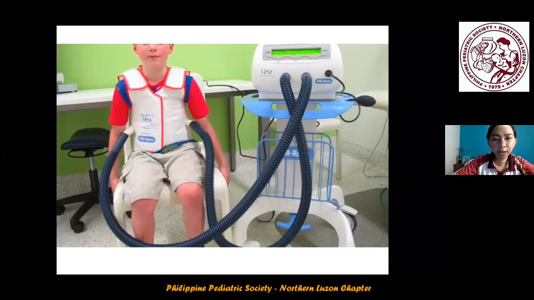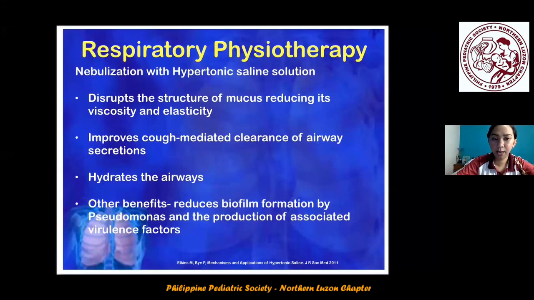Another important part of airway clearance is nebulization with hypertonic saline, but only if warranted. Hypertonic saline disrupts the structure of the mucus, thereby reducing its viscosity and elasticity, and thus facilitates clearance of airway secretions. It improves cough-mediated clearance because it actually triggers cough, and cough, as we discussed earlier, increases the amount of mucus cleared from the lungs. Hypertonic saline also works by increasing the amount of sodium in the airways, thus hydrating it, which thins out the mucus, and finally makes it easier to cough out.